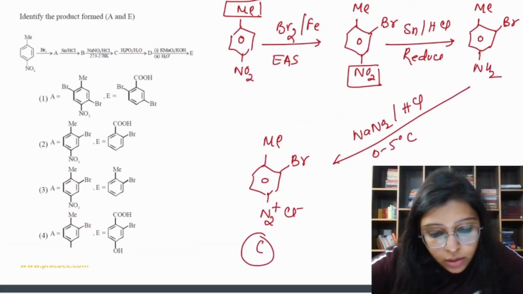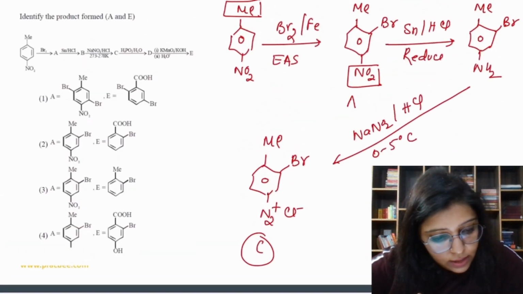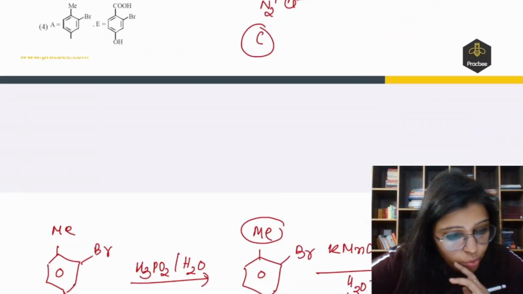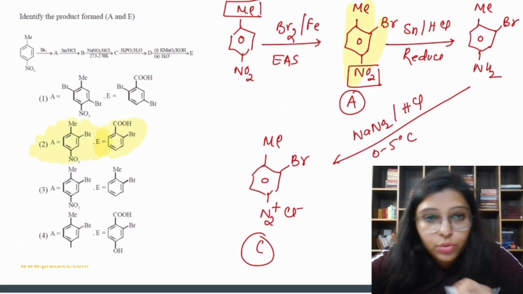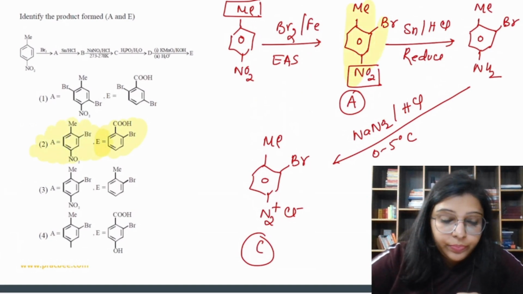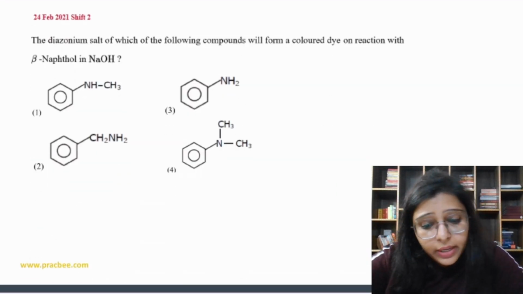We have to find out A and E. So what is A? A is this and E is COOH and Br. So this is E and A is this. So option 2 is the correct answer. Now let's do the next question.